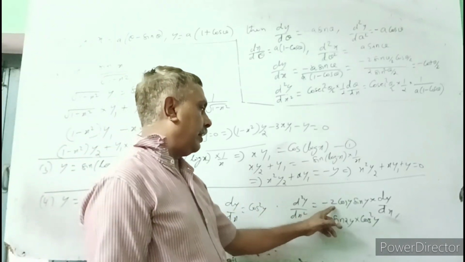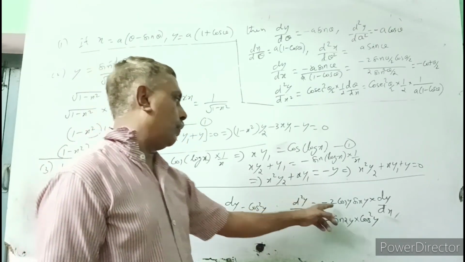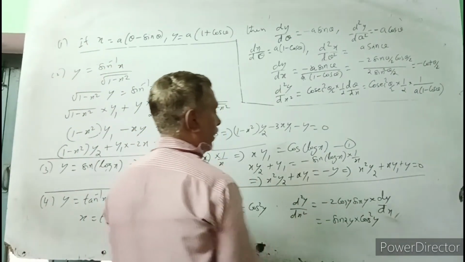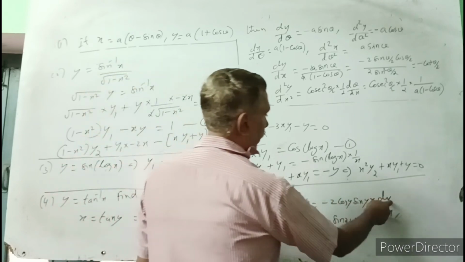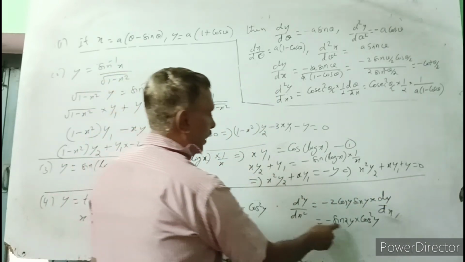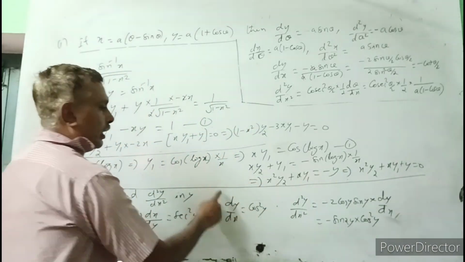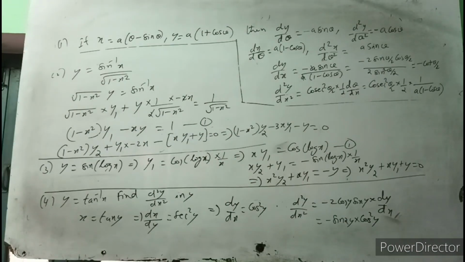Now you differentiate: minus 2 cos y into the derivative of cos y, which is minus sin y. So that is why it is minus 2 cos y sin y into, here y and x are the variables, so the y derivative is dy by dx. So that is minus sin 2y into dy by dx, and that is into cos square y. So that's the answer in terms of y.